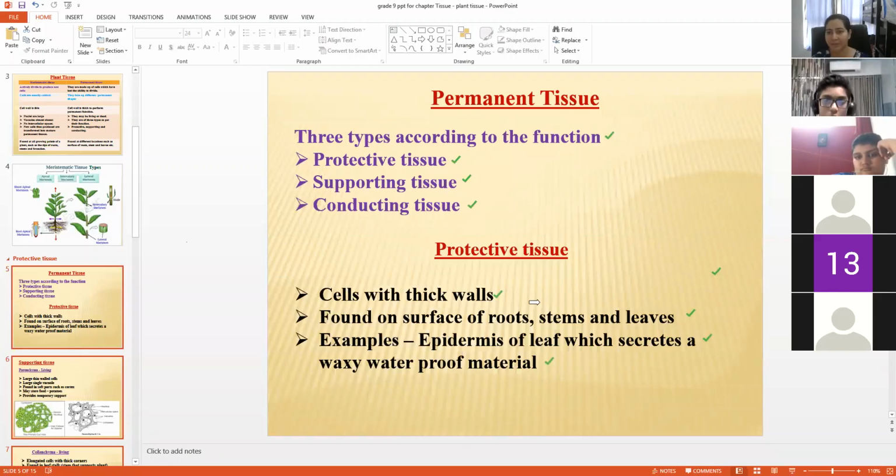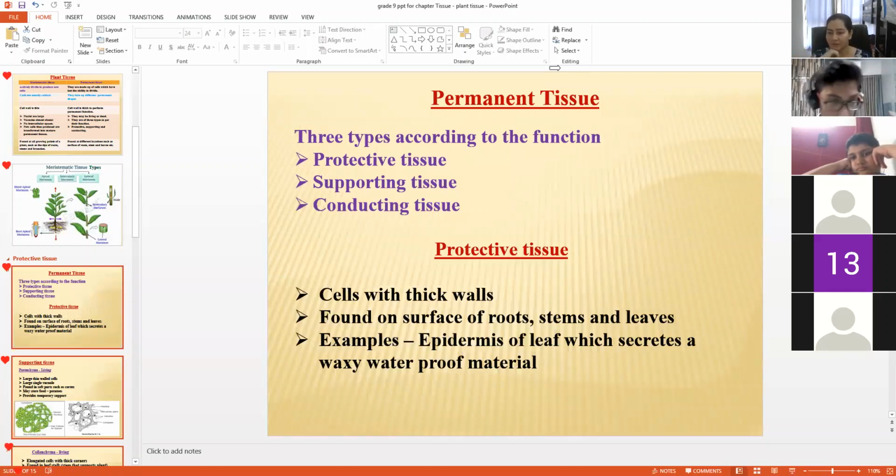Then conducting. When I say conducting, children, it means this tissue is helping in conduction of food, and it is helping in the conduction of water. So now we take the protective tissue. Now, students, in permanent tissue, there will be some parts which are living, some parts which are dead. Which is living and which is dead, I have shown in the slides ahead.